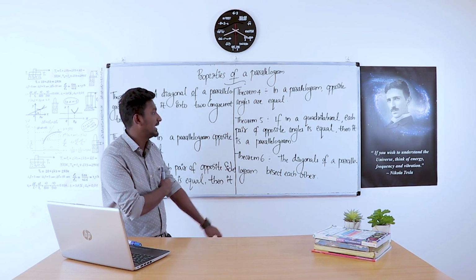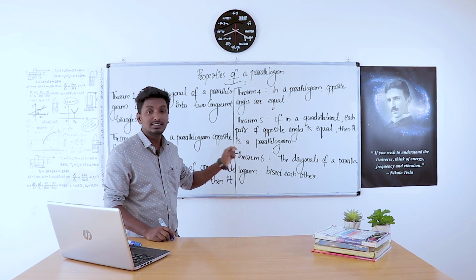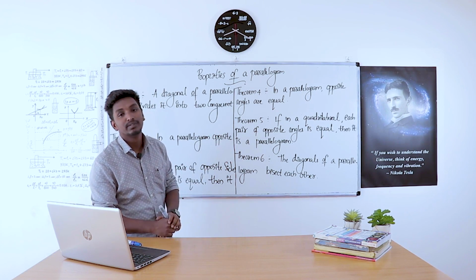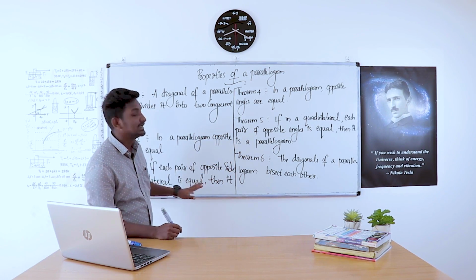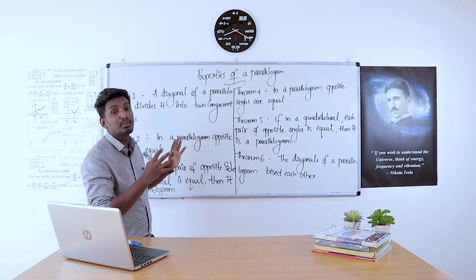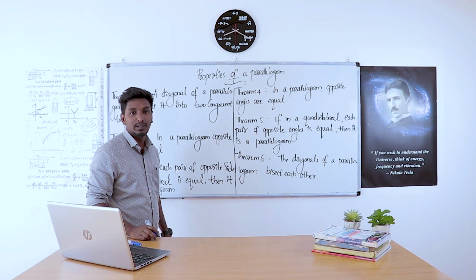If in a quadrilateral the diagonals bisect each other, then it is a parallelogram. That is theorem number 7. These are 7 theorems, or otherwise we can say that these are the 7 properties of a parallelogram.